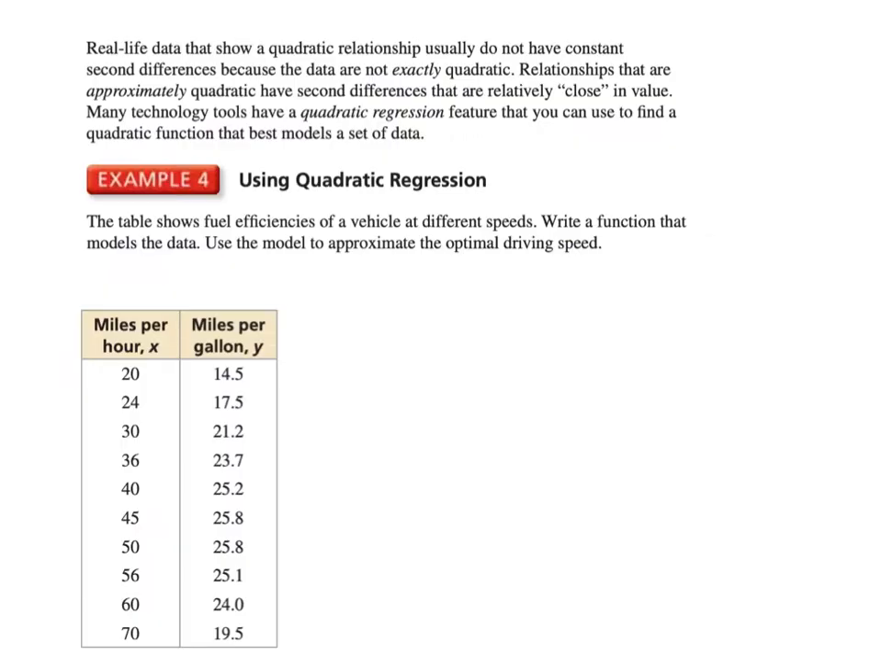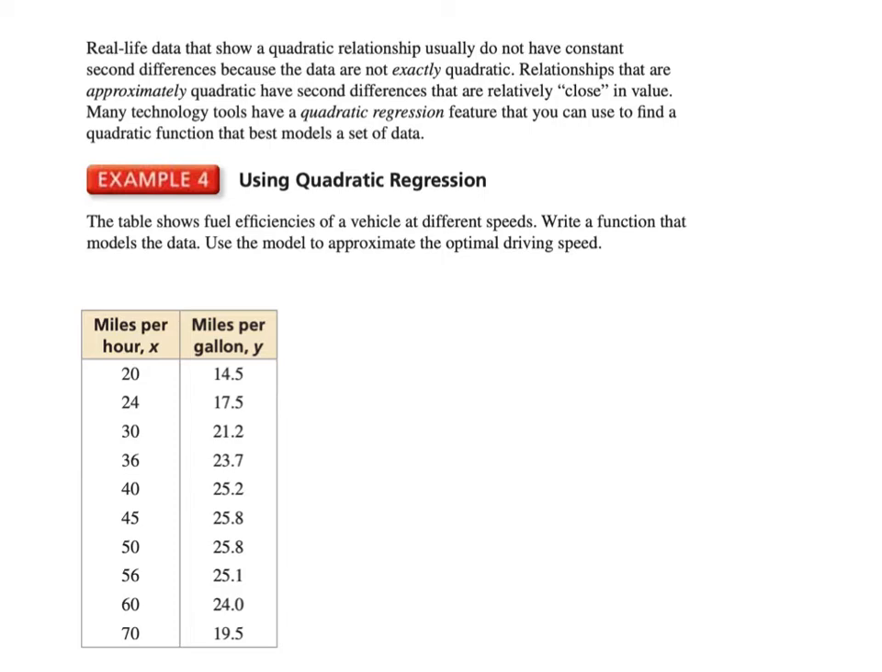Real-life data that shows a quadratic relationship usually do not have constant second differences because the data are not exactly quadratic. Relationships that are approximately quadratic have second differences that are relatively close in value. Many technology tools have a quadratic regression feature that you can use to find a quadratic function that best models a set of data. So let's do example 4, using quadratic regression.